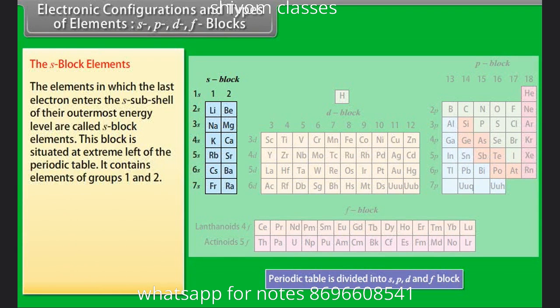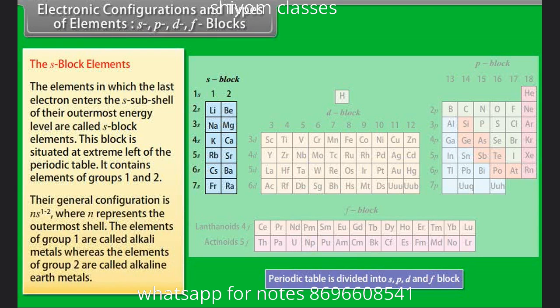The elements in which the last electron enters the S subshell of their outermost energy level are called S block elements. This block is situated at the extreme left of the periodic table. It contains elements of group 1 and 2. Their general configuration is ns1-2, where n represents the outermost shell. The elements of group 1 are called alkali metals, whereas the elements of group 2 are called alkaline earth metals.